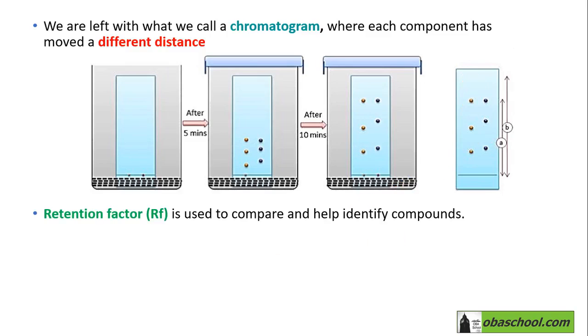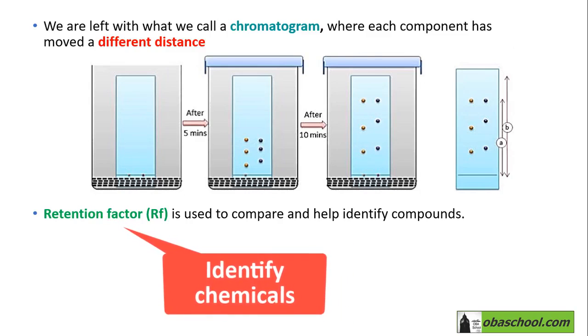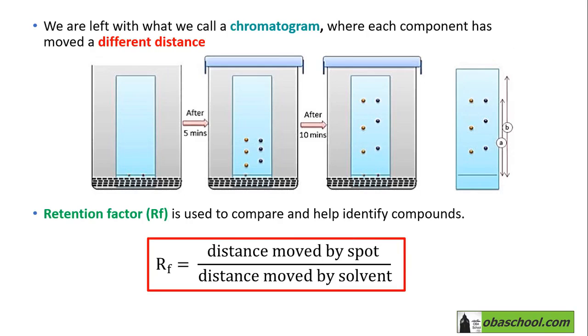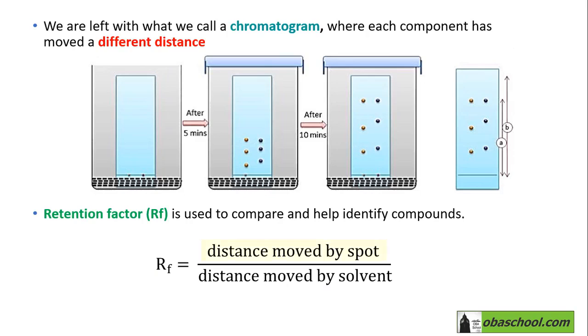Well, we use them to calculate something we call the retention factor, which we abbreviate as RF. This retention factor is used to compare and help identify compounds. So if I get the retention factor, I can identify what chemical that is. The formula that we use to calculate the RF value is as follows. It is equal to the distance moved by the spot divided by the distance moved by the solvent.